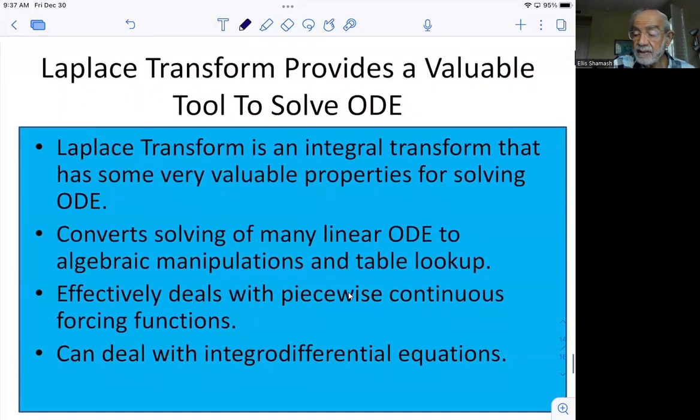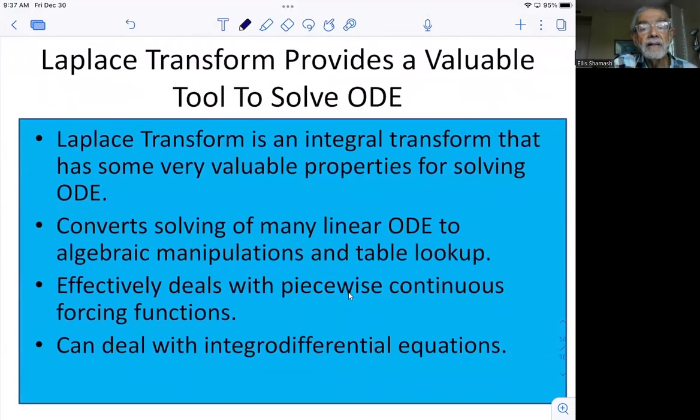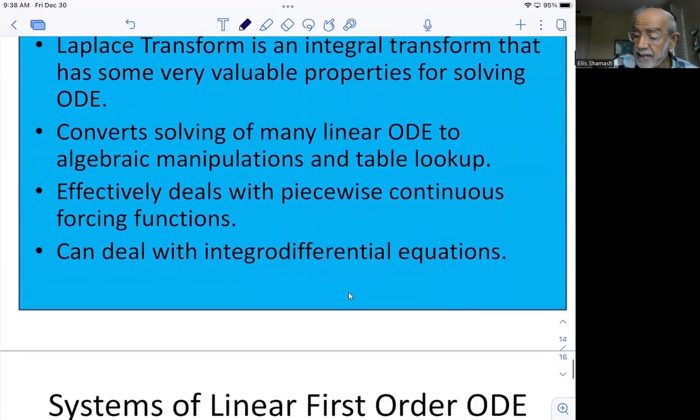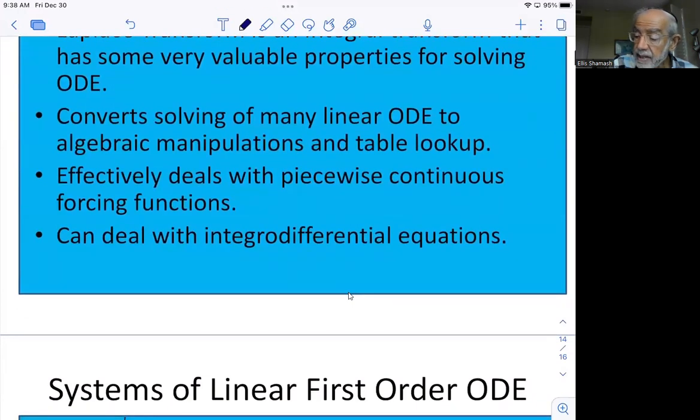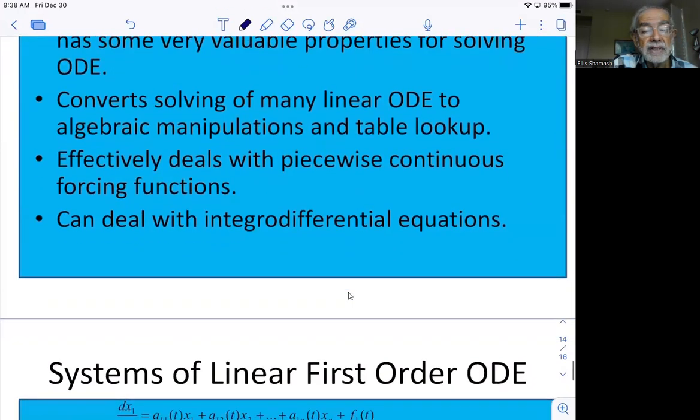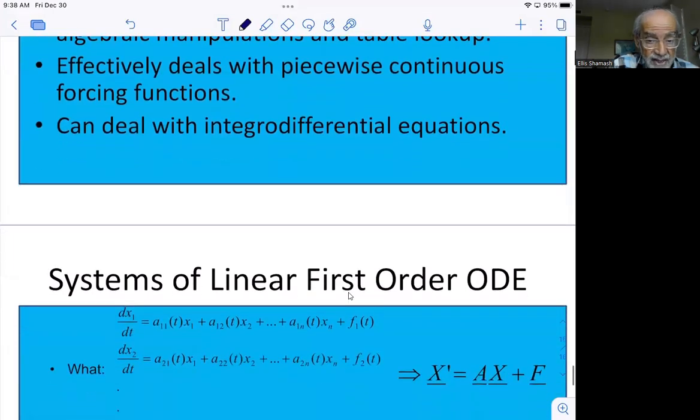Laplace transform is another technique. It's an integral transform that has some very valuable properties in solving differential equations. It can literally make solving a differential equation, at least a linear ODE, algebraic manipulations only, rather than integration and those kinds of operations. And it can effectively deal with piecewise continuous functions, which typically can happen. And it can also deal with equations that not only have differentials in them, but integrals in them as well.